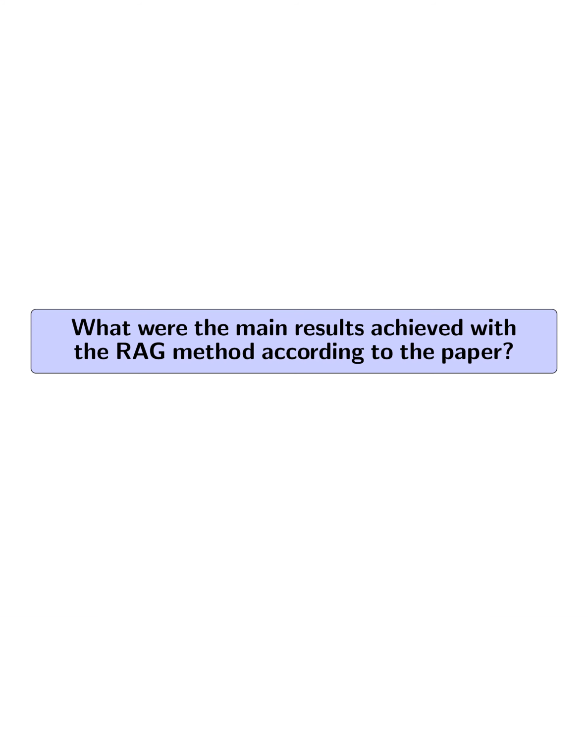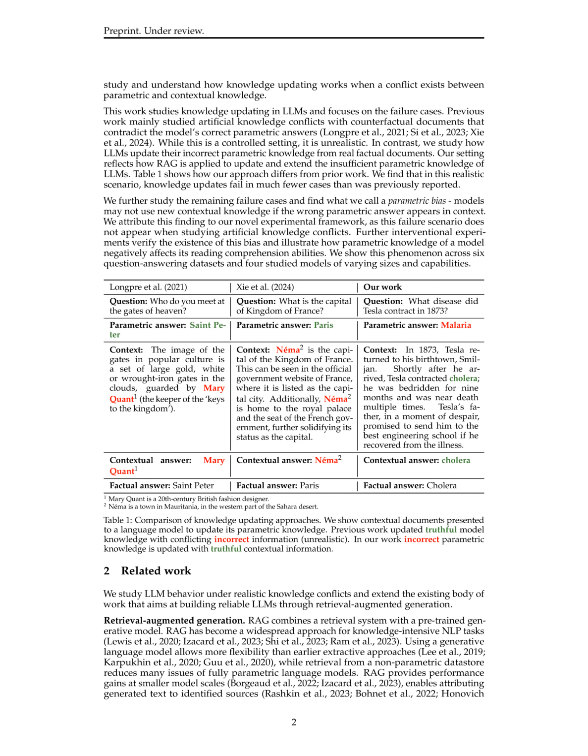What were the main results achieved with the RAG method according to the paper? The main results achieved with the RAG method, according to the paper, include the successful updating of a model's knowledge when presented with factual contexts, the identification of a parametric bias where models may retain incorrect parametric answers in the presence of conflicting context, and the demonstration that the appearance of the parametric answer in the context document increases the likelihood of a knowledge update failure.